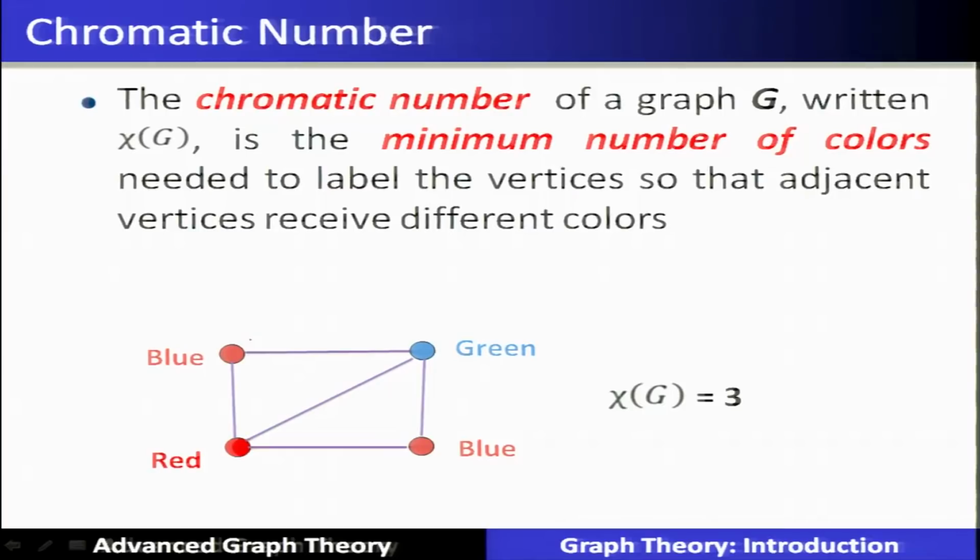Now, with these partite sets we have seen that two partite sets give a bipartite graph. Similarly, if there are more than two partite sets, then we have to define a parameter that is called the chromatic number. So, the chromatic number of a graph G is written as chi of G. So, this is a Latin symbol.